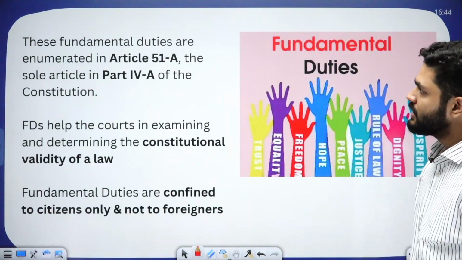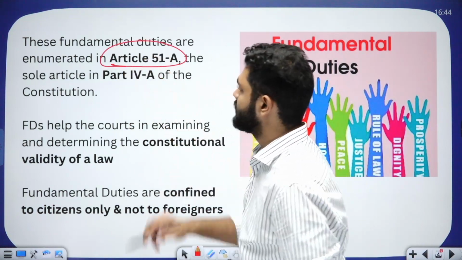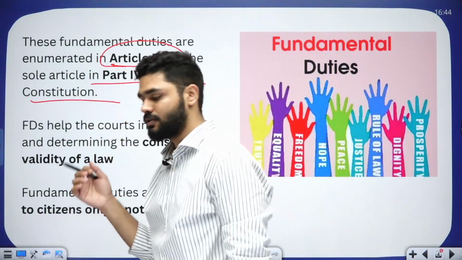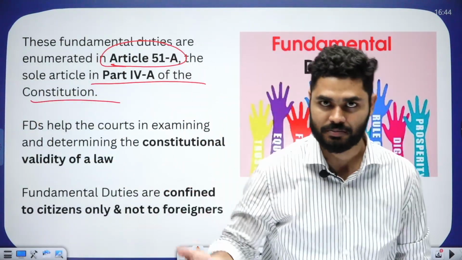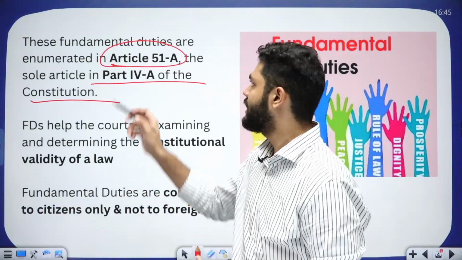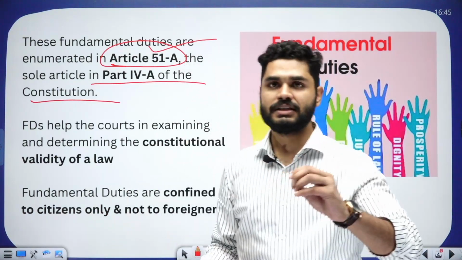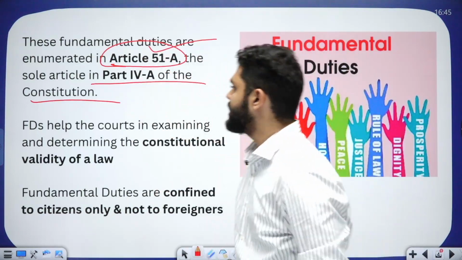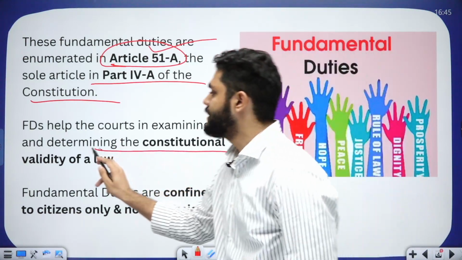These fundamental duties are enumerated in Article 51A, the sole article in Part 4A of the Constitution. Part 4 deals with the directive principles of state policy. Article 51 talks about international peace, and Article 51A is joined to it. This is the only article allotted to fundamental duties, and all 11 fundamental duties are written under it. Fundamental duties help the courts in examining and determining the constitutional validity of law.